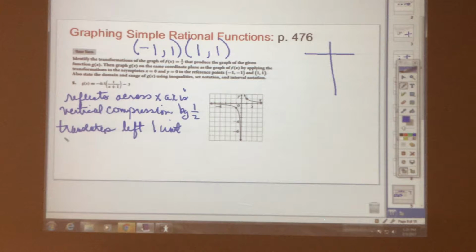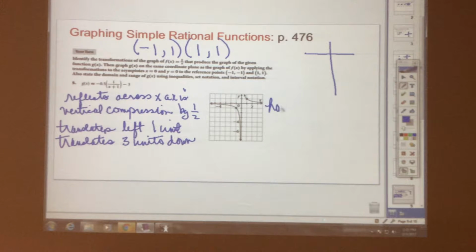All right, what else does this do? It translates 3 units down. 3 units down. All right, so we know what it does.